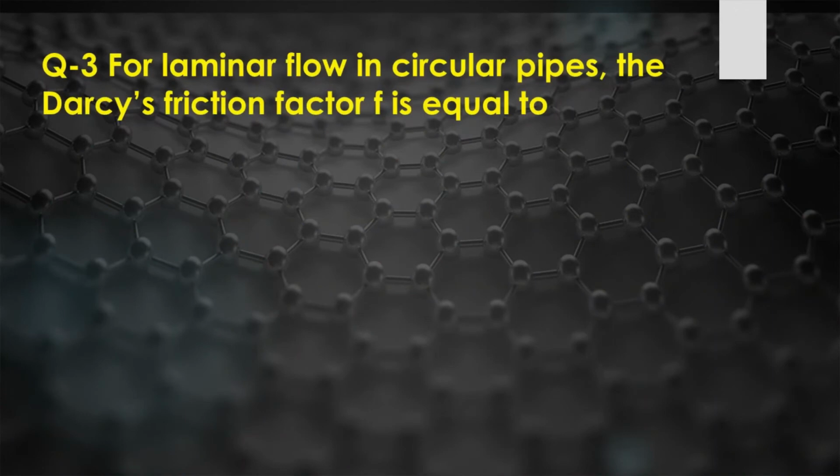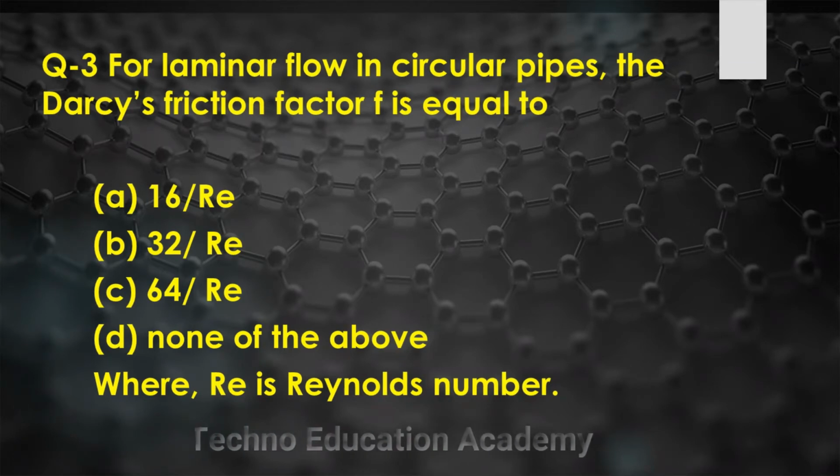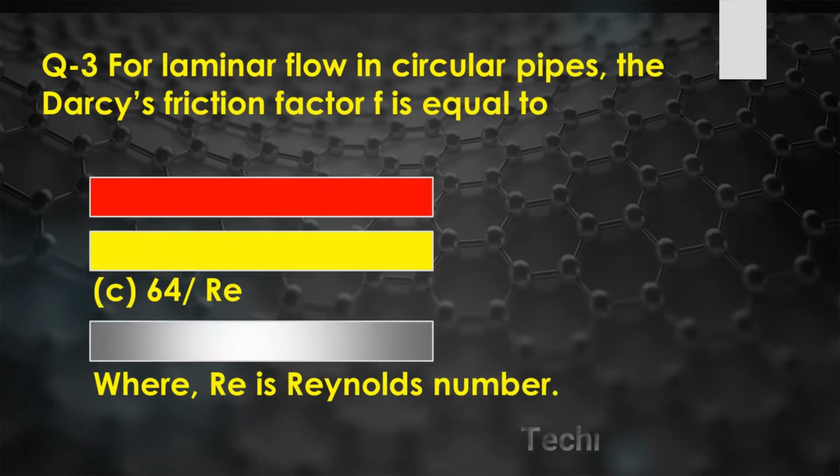Question number 3. For laminar flow in circular pipes, the Darcy friction factor f is equal to: option A, 16 upon Re; option B, 32 upon Re; option C, 64 upon Re; option D, none of the above. Here Re represents the Reynolds number, a useful term to identify the types of flow. According to the value of the Reynolds number we can classify the flow as laminar flow, turbulent flow and transient flow. So here the right answer is option C, 64 upon Re. So 64 upon Re is the Darcy friction factor for circular pipes.